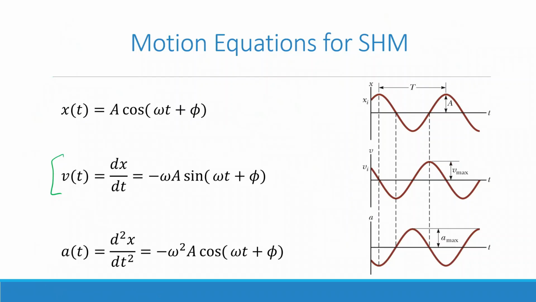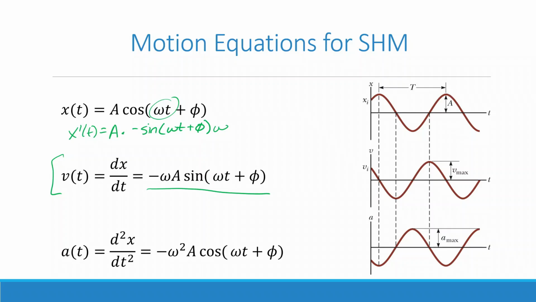Our definition for velocity: velocity is the rate of change of position over time, which is dx/dt. So if you were to take x prime of t, you would take A, because it's a constant, times the derivative of cosine, which is equal to negative sine of omega t plus phi. But we have to use the chain rule, so we need to take the derivative of the inside. The derivative of the inside is just omega. When you rearrange that, you get negative A omega times sine of omega t plus phi.